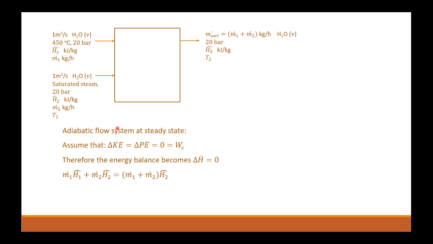So adiabatic flow system at steady state, in that case we assume that the change in kinetic energy equals the change in potential energy equals 0, and that equals the work done. So therefore our energy balance becomes delta H equals 0. So delta H is the in minus the out. Okay, so we have your in here equals to out here. Okay, so we have your specific enthalpy here, which we have to multiply by its mass flow rate.